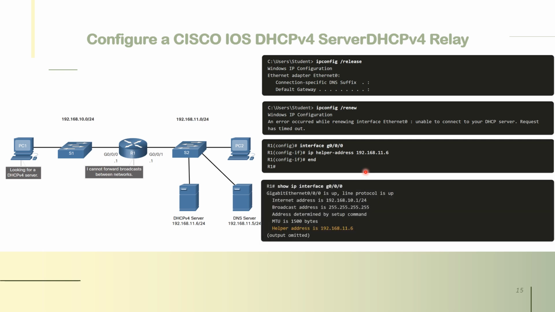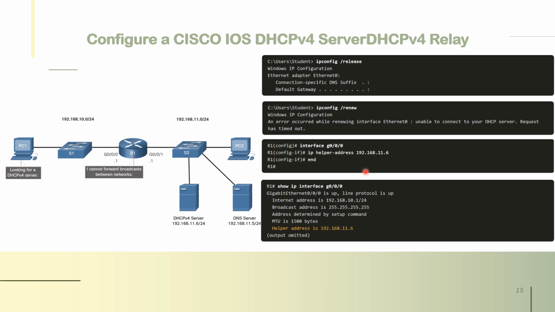And if we use the show ip interface Gig 0/0/0 command, you will see that router 1 has been configured as a DHCPv4 relay agent. It will accept broadcast requests for the DHCPv4 service and then forward this request as unicast to the IPv4 address 192.168.11.6, and the network administrators can use the show ip interface command to verify this configuration, as shown here.